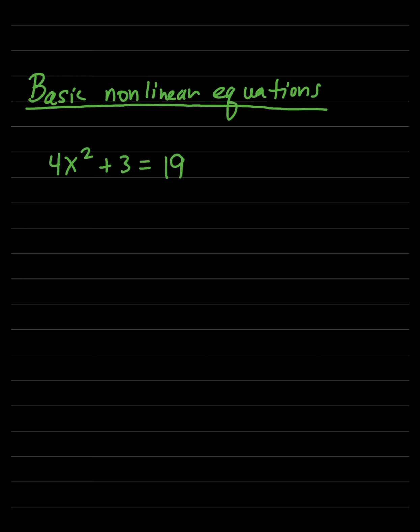And again, this is not a linear equation because it includes that x squared term, and a linear equation would not have a term like that. So the first step in solving a basic nonlinear equation like this is to isolate or solve for the nonlinear term. In this case, that is the x squared term. So we want to get that x squared by itself. And for this problem, that means we need to subtract 3 from both sides.